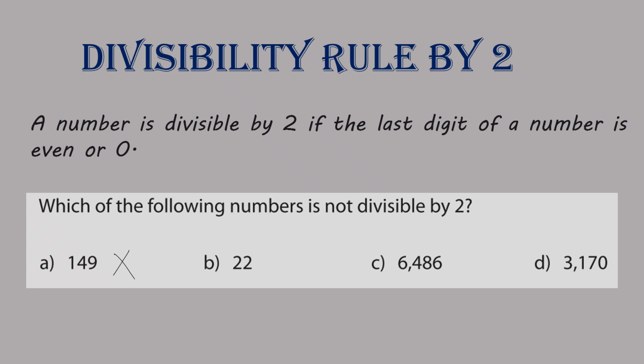Okay. Now over here, in 22 the last digit is 2, which is even. So this number will be divisible by 2. Now over here, the last digit is 6, which is an even number. So it will be divisible by 2. Now over here, the last digit is 0. So the rule says if it's 0, then it will be divisible by 2. Okay. Now let's see the next rule.